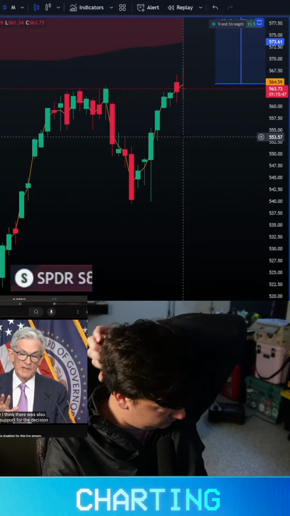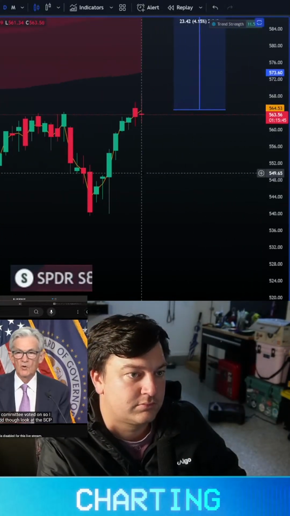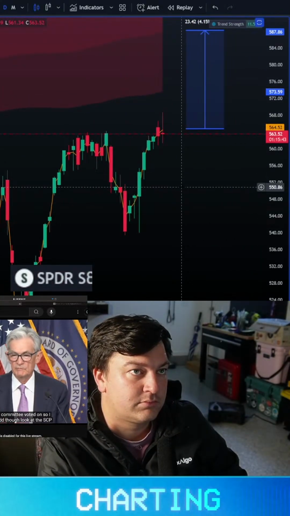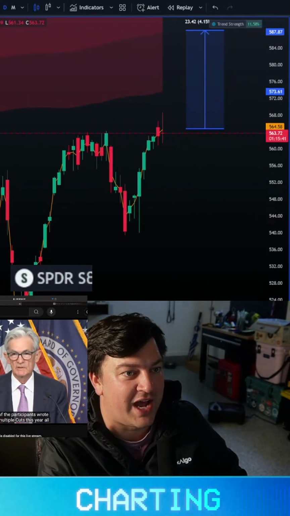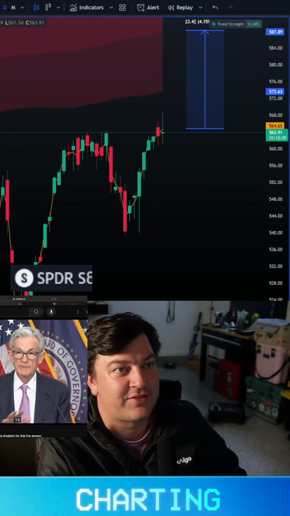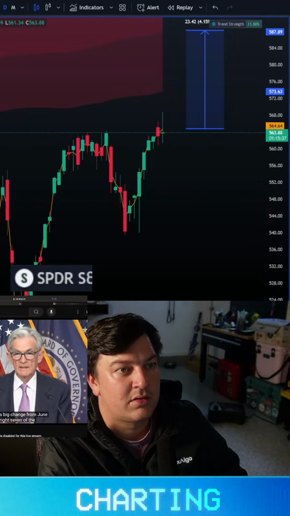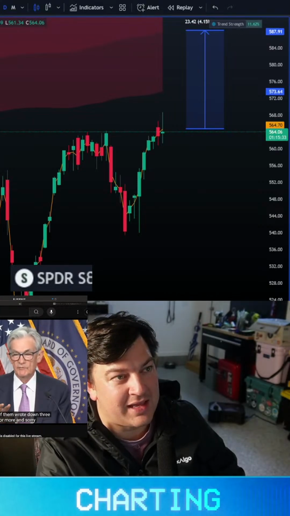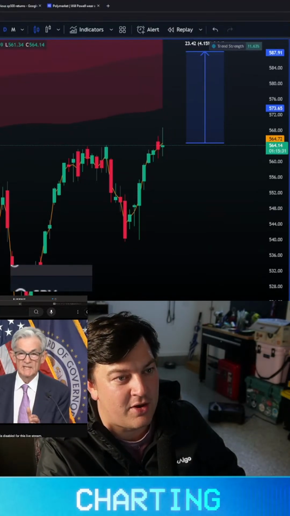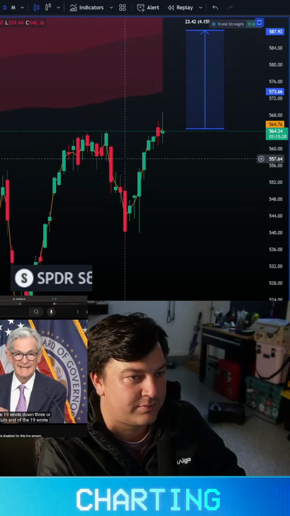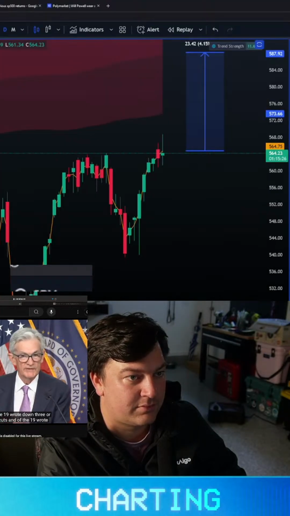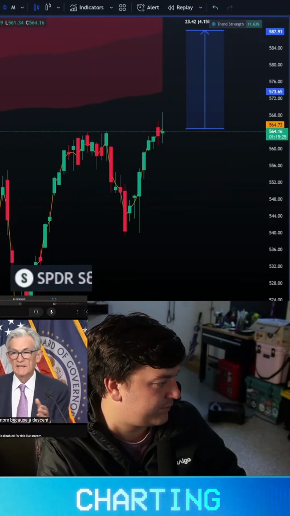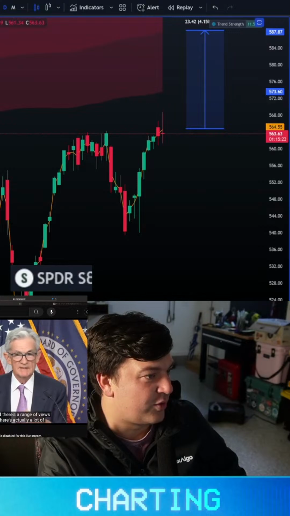So I would add, though, look at the SEP. All 19 of the participants wrote down multiple cuts both this year. That's a big change from June, right? Seven of them might be making 3 or more, but sorry, I'll keep that. 17 of the 19 wrote down 3 or more cuts, and 10 of the 19 wrote down 4 or more cuts. So, there is a dissent, and there's a range of views, but there's actually a lot of real common ground as well.